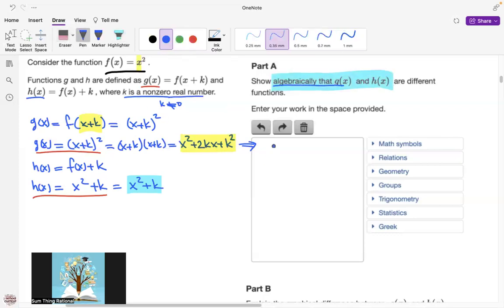And you can type this in the provided space. Or, since it's an open-ended question, you can replace k with a non-zero real number, like k equal to 1 or -1, or k equal to 2 or 3, something like that. So you can prove that they are different from each other.